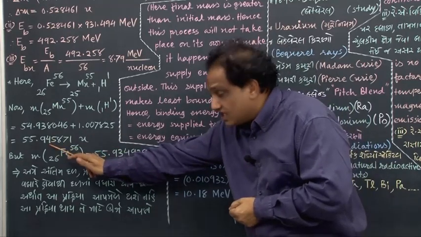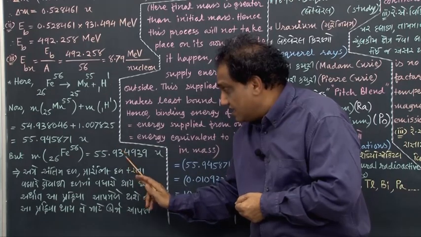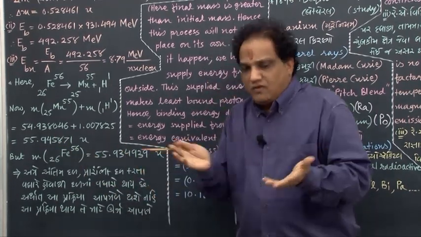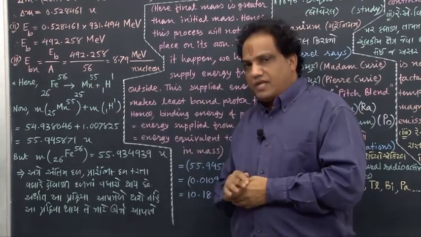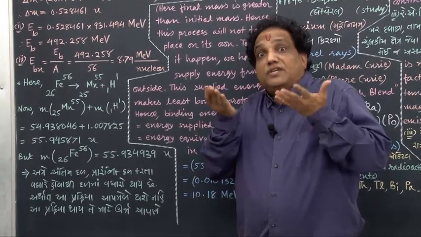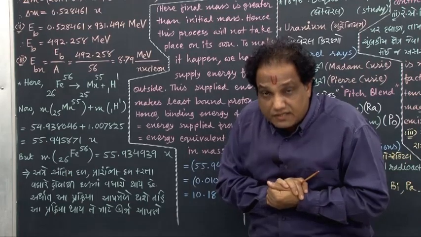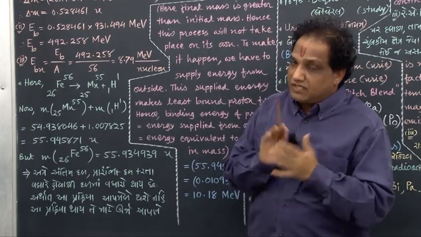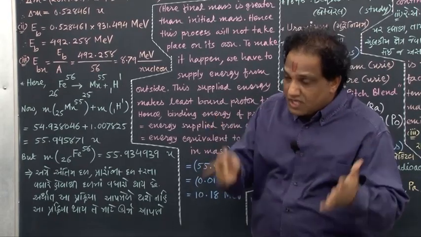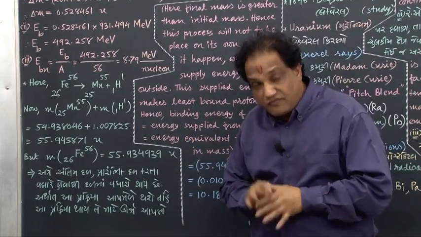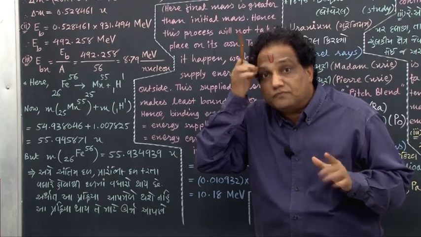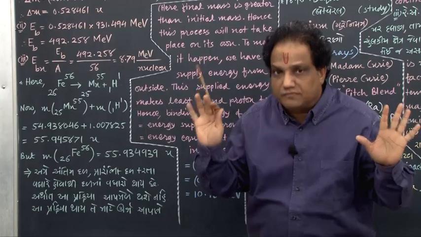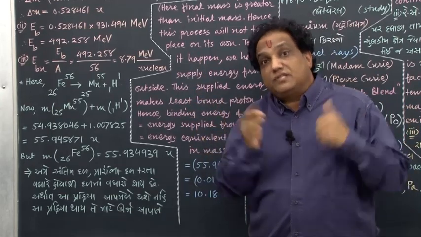Can't you see? This mass, which is the final mass, is greater than this initial mass. If final mass is greater than initial mass, what does it indicate? That in this reaction, mass is increasing. See, as such, mass will not increase on its own. So this process will not take place on its own. This process can't happen on its own, because there is some increase in the mass.